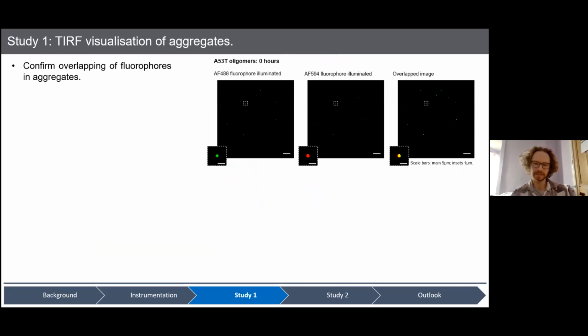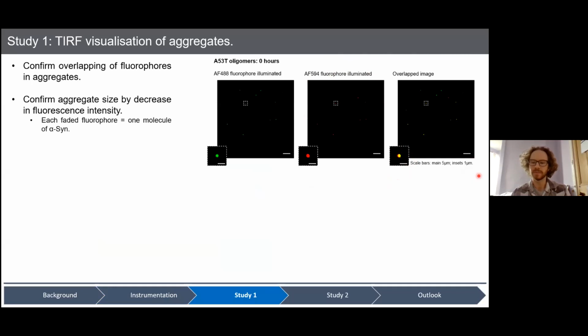We first visualize these aggregates on the TURF microscope. So we first overlapped images taken of the same field of view, but with different fluorophores or hats illuminated, so that we confirm that they're overlapping in the same molecules and that the aggregates are composed of the two different hats or fluorescent molecules. We then estimate the size of these aggregates by tracking the decrease in their fluorescence over time.